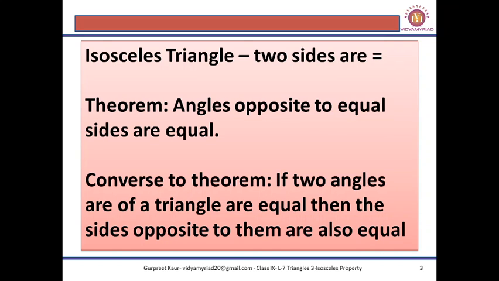Now first of all, what is an isosceles triangle? You all know that it has two sides equal, and there are two things which we are going to cover which are very important. There is a theorem which we will prove: angles opposite to equal sides are equal, and the converse of the theorem: if two angles of a triangle are equal, then the sides opposite to them are also equal.